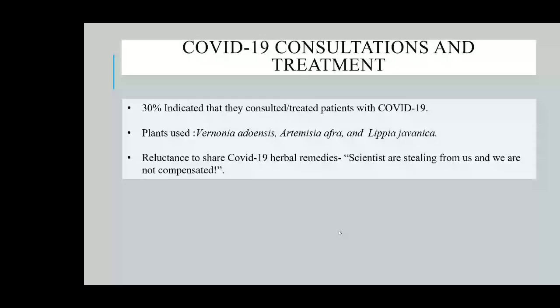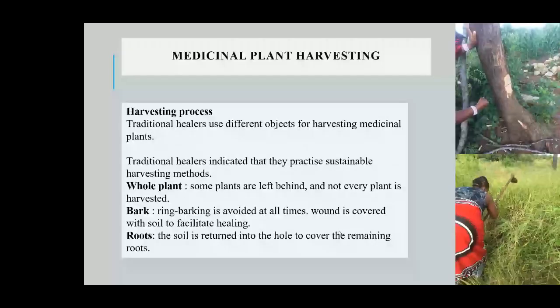Traditional healers use different objects for harvesting medicinal plants, such as spades and axes. You can see in the images on the right. Traditional healers also indicated that they practice sustainable harvesting methods. In a case where the whole plant is harvested, not every plant is harvested. In the case of bark harvesting, ring barking is always avoided. The wound is covered with soil to heal. The same applies to roots. Some roots are left behind for the plant to survive. After harvesting the root, the soil is returned into the hole to cover the remaining roots for the plant to grow again.